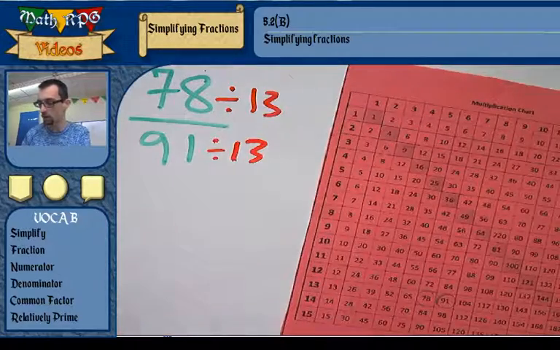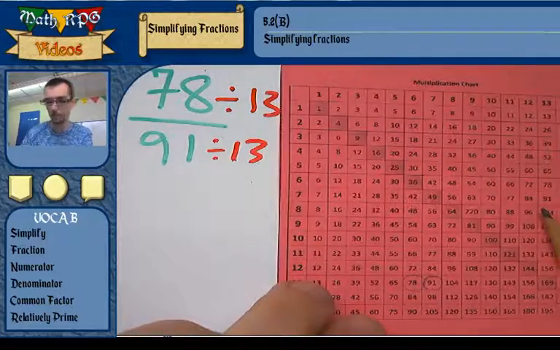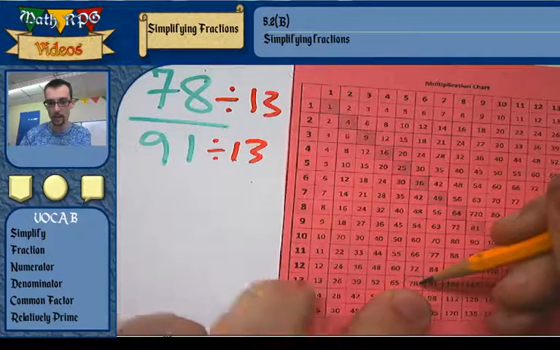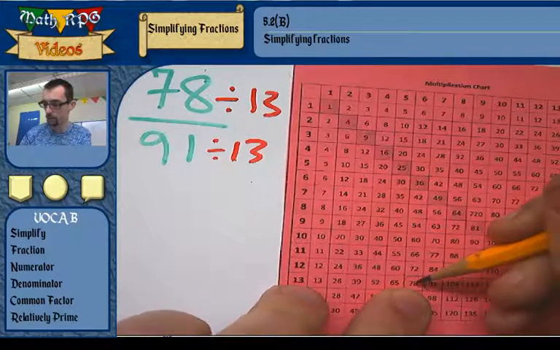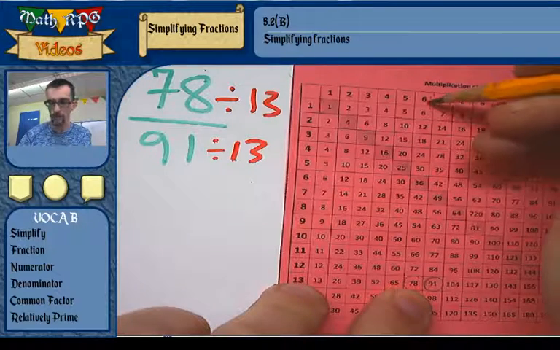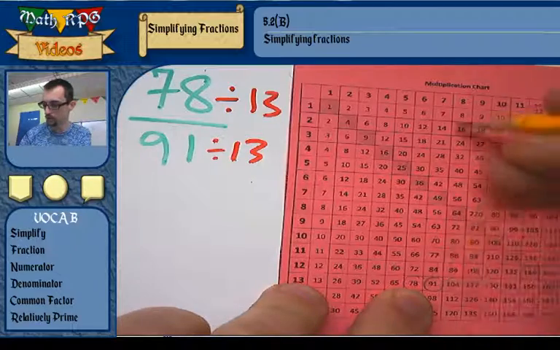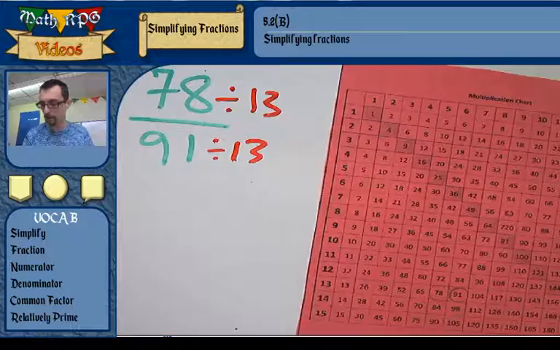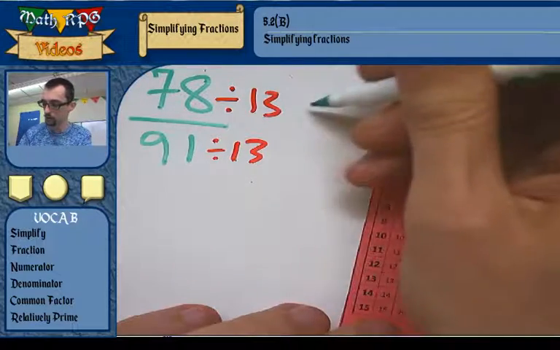Now, you could do the division, but a shortcut on my multiplication table is it tells me exactly what that factor is. What times 13 is 78? Well, it's the column it's in, which in this case is this 6th column. And 91 would be 7 times 13. So my simplified fraction is going to be 6 over 7.